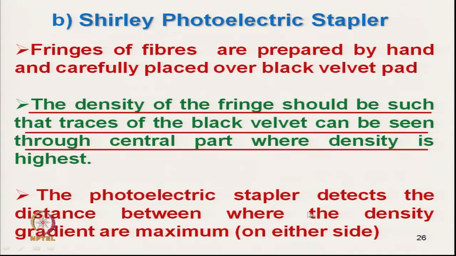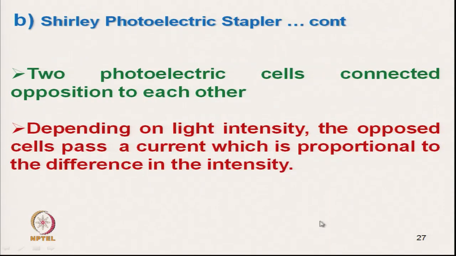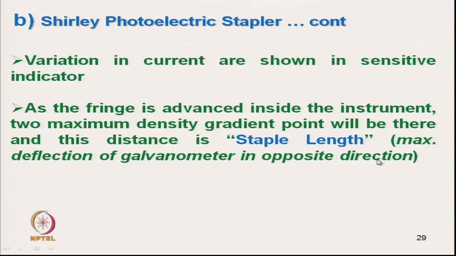The photoelectric stapler detects the distance between where the density gradients are maximum. The density gradients are maximum on either side. Two photoelectric cells are connected opposite to each other, and depending on the light intensity, the opposed cells pass a current which is proportional to the difference between the intensities. Variations in current are shown in a sensitive indicator.